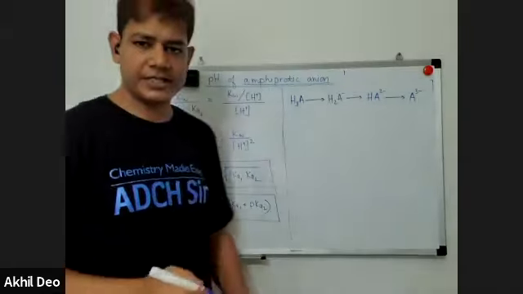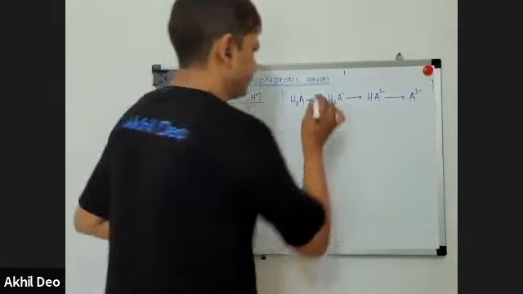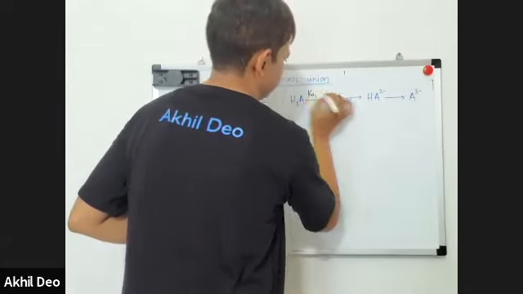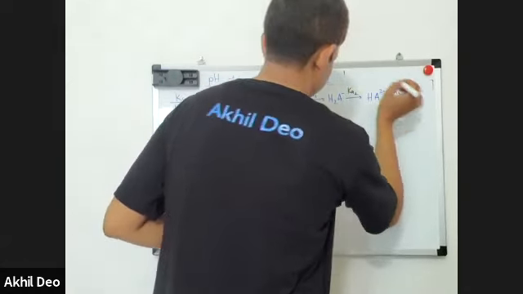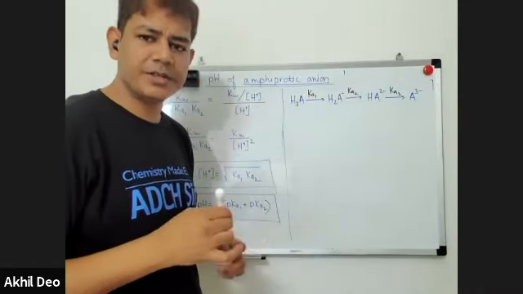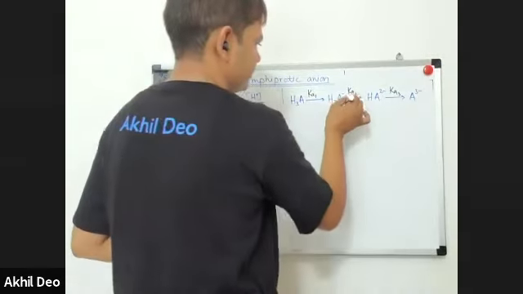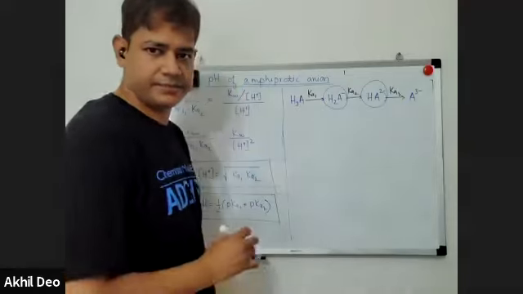Suppose we have a triprotic acid. It ionizes in 3 steps. The ionization constants are K1, K2, K3. There are 2 amphiprotic species here. One amphiprotic species is the H2A minus, and another amphiprotic species is HA2 minus.